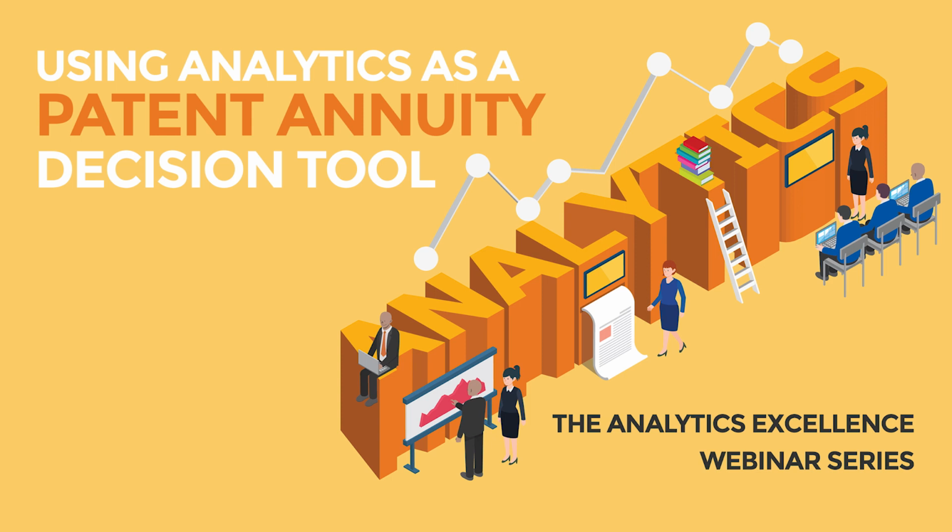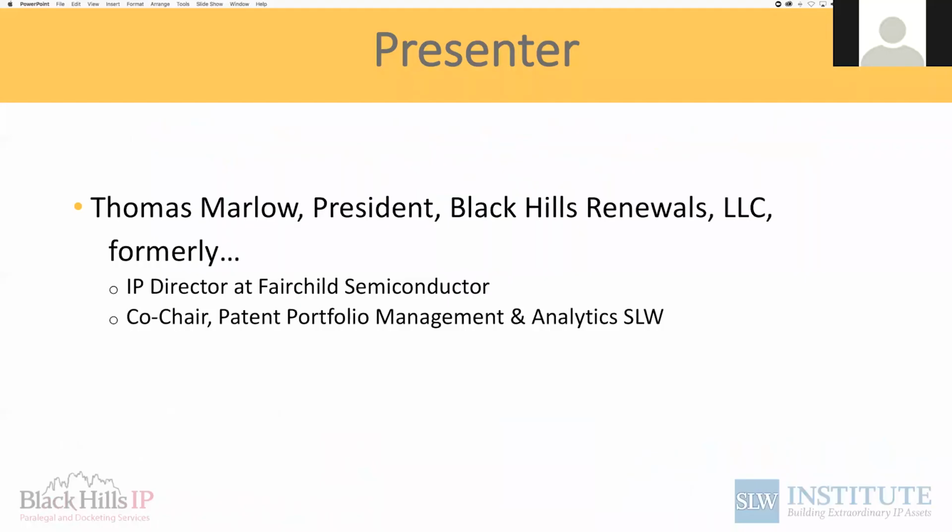Tom? Hi, thanks. So my name is Tom Marlowe. I'm president of Black Hills IP Renewals, where we deal with a lot of annuity-related decisions. Formerly, I ran the IP department at Fairchild Semiconductor. We had about 5,000 patents globally to manage, so as you can imagine, a few annuity decisions to make there on a fairly regular basis. And also formerly, I was the co-chair of the patent portfolio management and analytics group with the Schweipen firm.